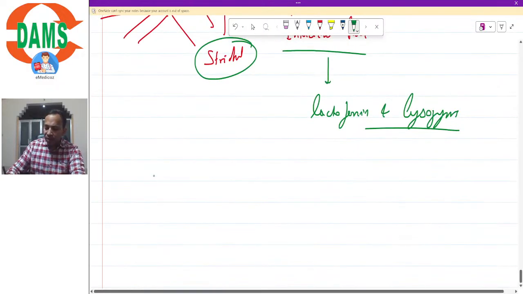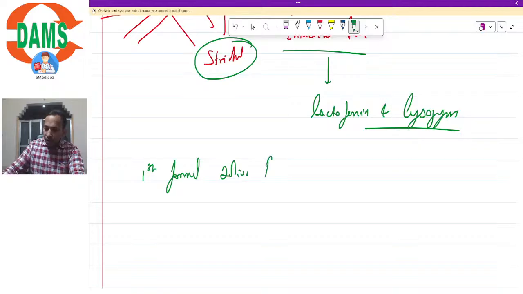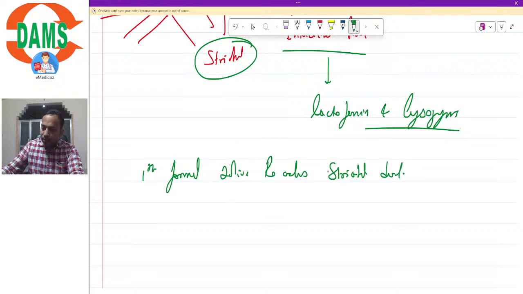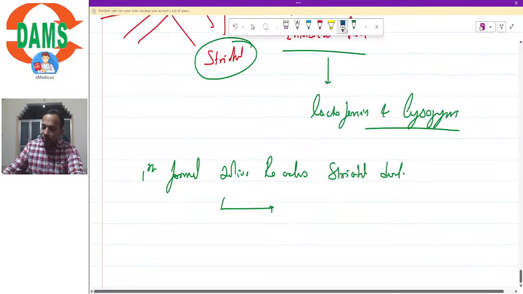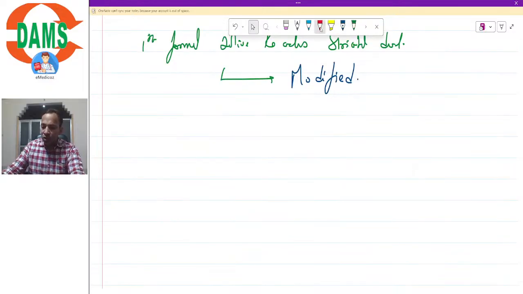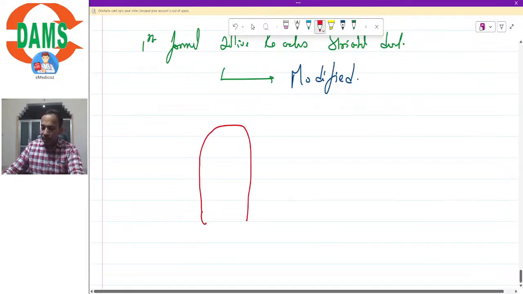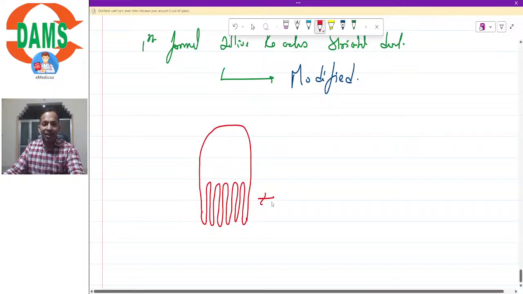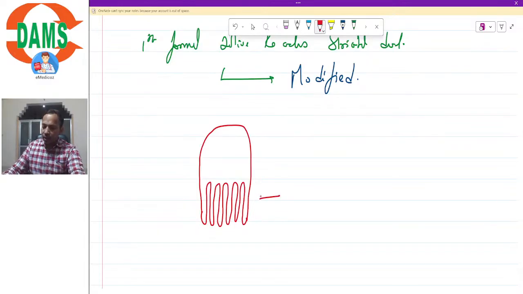Next, when this first formed saliva reaches the striated duct, then this saliva is modified, right? So modification of saliva takes place in striated ducts. So why are these called striated ducts? Because the cells in these ducts have numerous and deep striations at their base. So as you can see, it has deep striations at its base, and they are numerous.